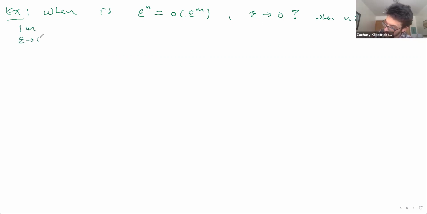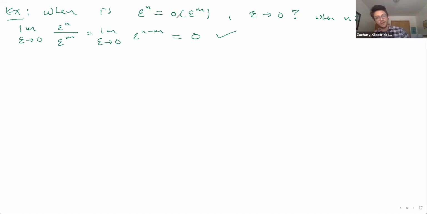So the limit as epsilon goes to 0 of epsilon to the n over epsilon to the m is equal to the limit as epsilon goes to 0 of epsilon to the n minus m, which is equal to 0. So I can say that epsilon to the n equals little o of epsilon to the m as long as n is bigger than m. That maybe gives an example where you have some intuition for how little o works as opposed to big O.